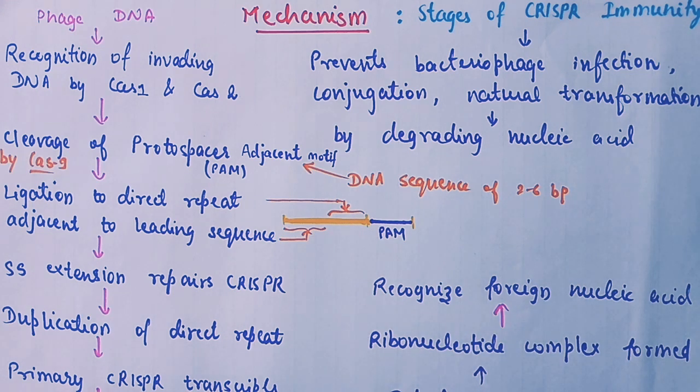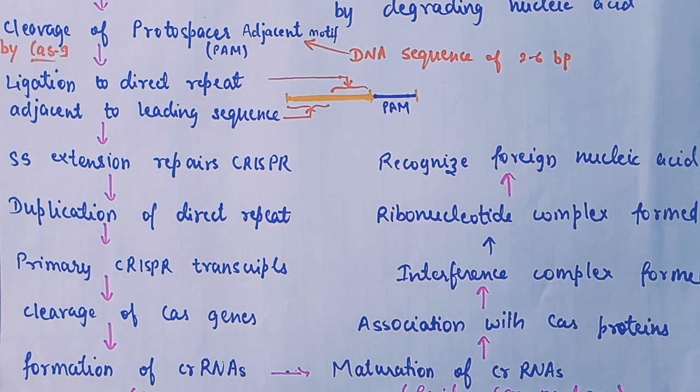After this, the primary CRISPR transcripts are formed. These CRISPR transcripts are valuable in order to cleave the Cas genes. As soon as the Cas genes are cleaved, the CRISPR RNAs are formed, that is crRNAs, and these CRISPR RNAs are now matured. These matured CRISPR RNAs act as a guide. They guide the Cas nuclease in order to associate with the Cas protein. These CRISPR RNAs, when associated with the Cas protein, form an interference complex.